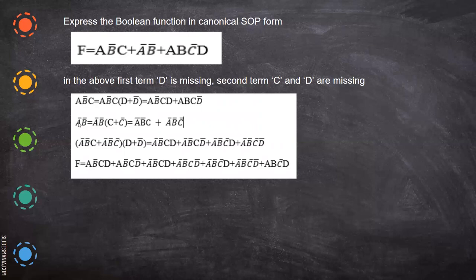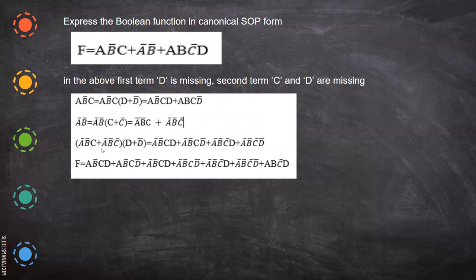Same way here, A, B bar. Here two variables are missing. First, we will go with the variable C, that is C plus C bar. So now expand, you get this. Then write this value here. Again, you substitute the next missing variable, D plus D bar. Now you again multiply them and expand them and write it. So A, B bar, C, D. Then A, B bar, C, D bar. This term. Same way here, A bar, B bar, C bar, D, and A bar, B bar, C bar, and D bar.